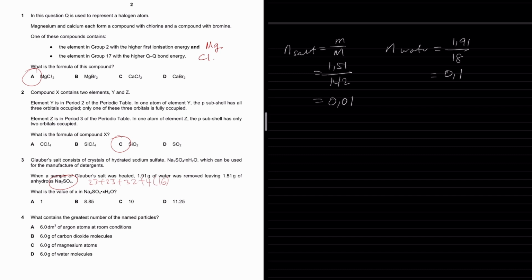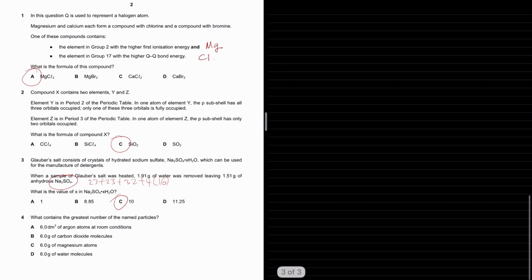Now you look at the ratio. The ratio of the salt to water is 0.01 to 0.1. So you divide by the smallest number, and you'll get 1 to 10. So the answer then is going to be C.